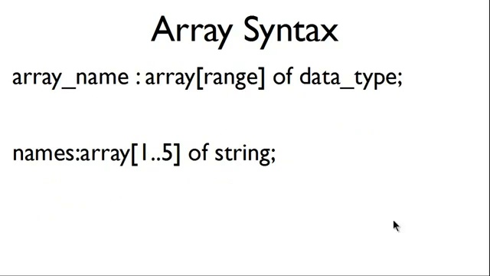The array syntax is as follows. We have the name of the array, a colon, array, followed by the range of the number of elements we want, of the data type, ending with a semicolon. For this tutorial, we will have an array that will hold 5 names. So this array will be called names, array 1 through 5, of string.